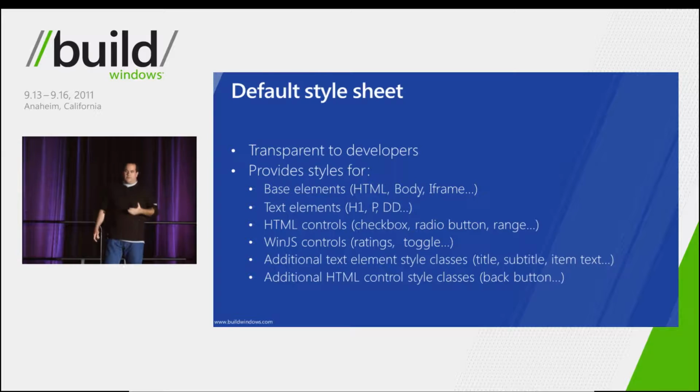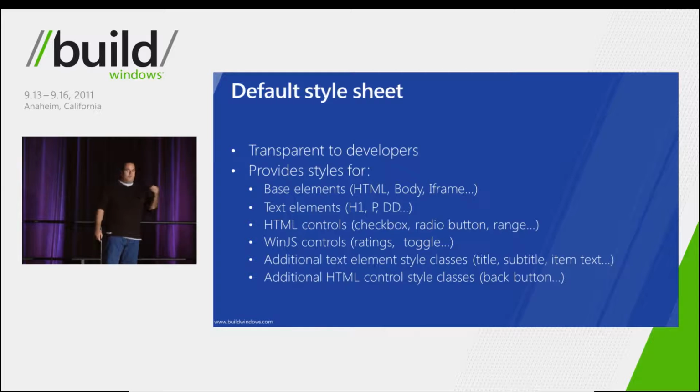Now, we can go over what is actually in the default style sheet. There's base elements such as HTML. We have styles for that. We have styles for text elements such as, say, an H1 element or a paragraph. Windows 8 has two types of controls. There's HTML controls, which you're going to find in IE and other web browsers such as checkbox, radio button, range, fairly common. You're probably used to using these.